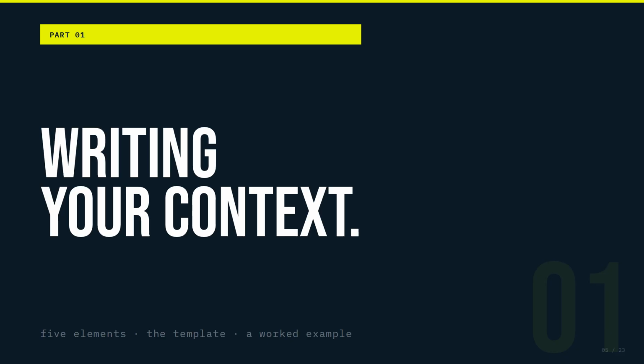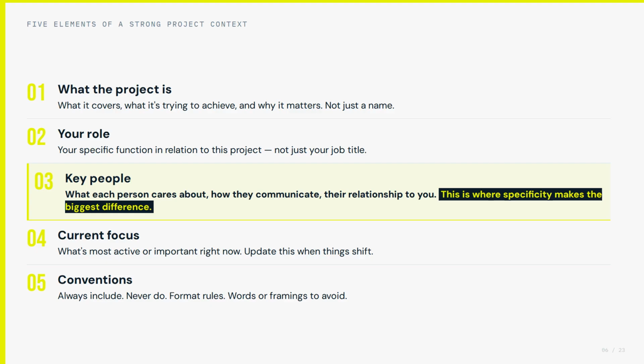This is the most important thing you'll do in Cowork. Everything else follows from it. A strong project context has 5 elements. 1. What the project is. Not just a name, a description of what this area of work covers, what it's trying to achieve, and why it matters. This project covers all external communications for the Northbridge client account, a 3-year relationship that we're currently midway through a significant system implementation with.